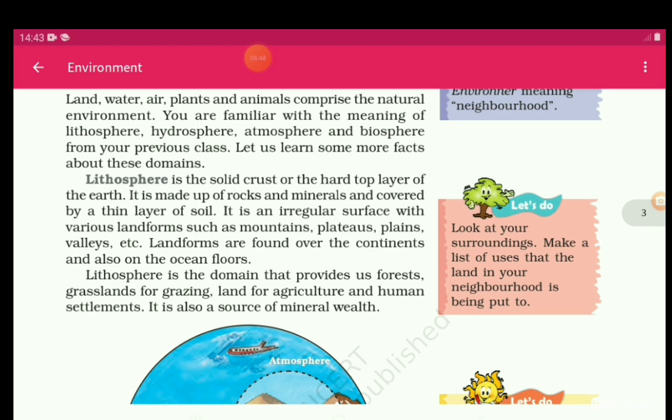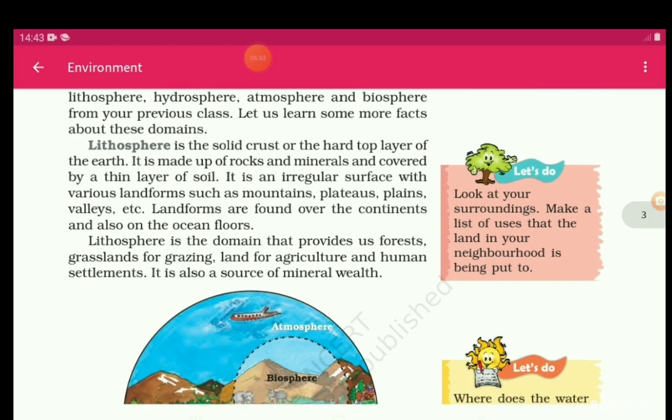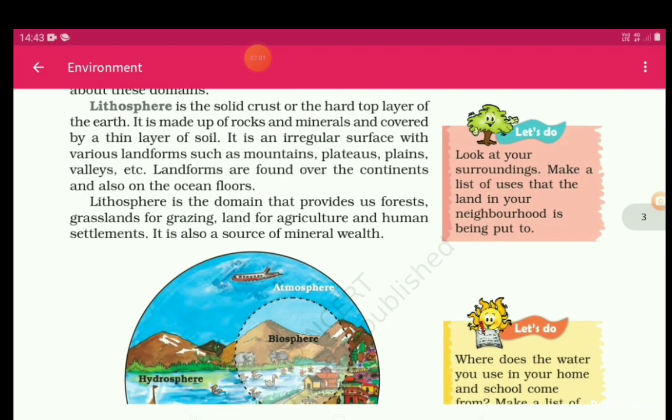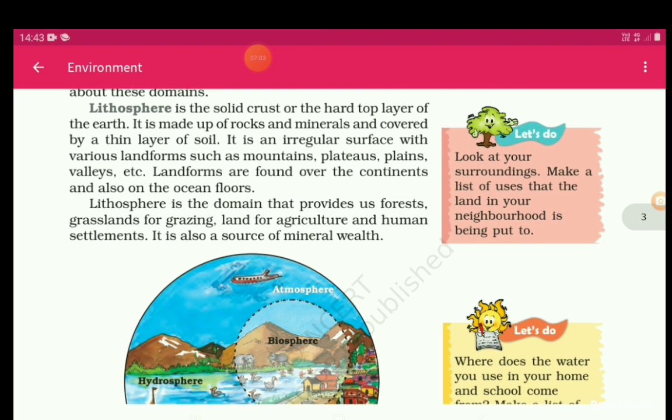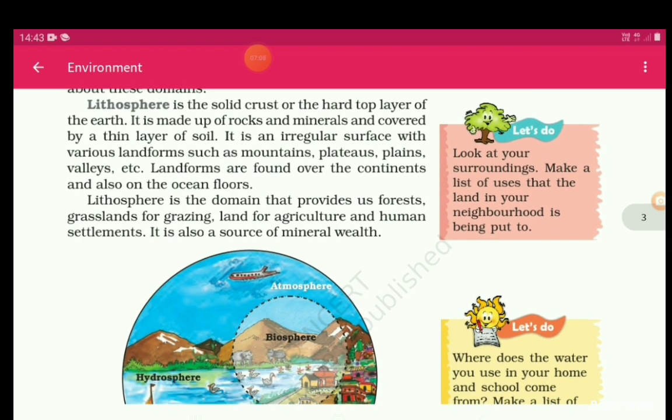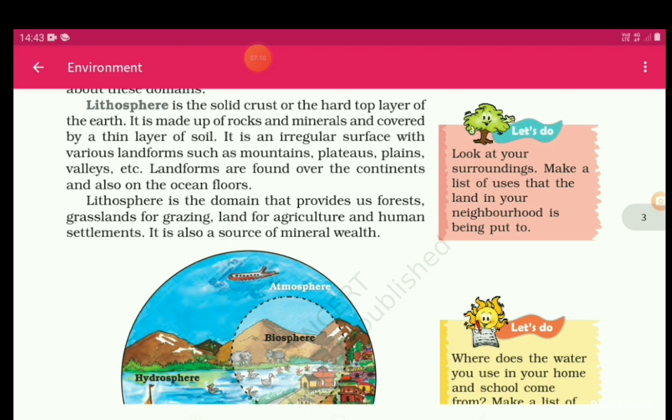Let us learn some more facts about these domains. Now let us read about these domains. Lithosphere. What is lithosphere? We already explained. Lithosphere is the solid crust or the land or the hard top layer of the earth. It is made up of rocks and minerals and covered by a thin layer of soil.